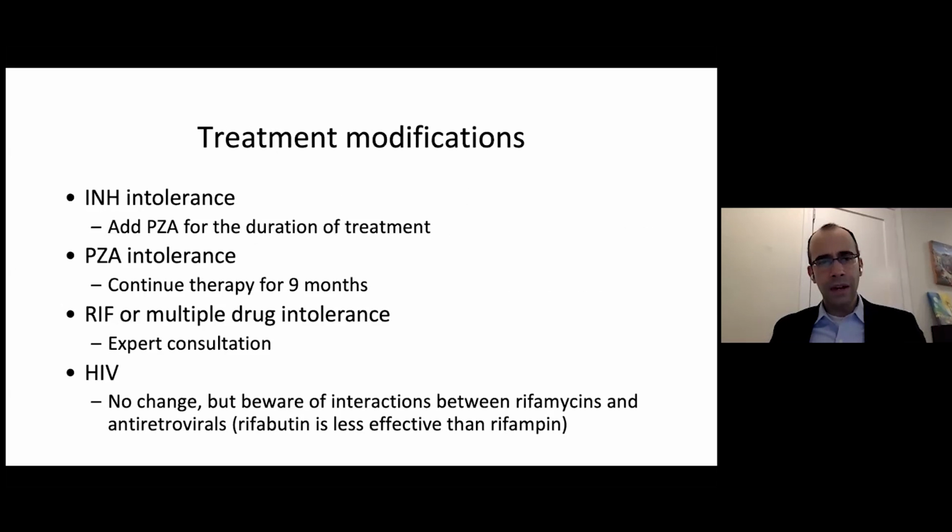Here are some pearls for how we would modify treatment depending on issues with particular drugs. If people are intolerant to isoniazid, you usually add pyrazinamide for the duration of treatment to replace it, which means extending it past the 2 months that it normally is given for. If somebody's intolerant to pyrazinamide, you would continue therapy with the other drugs for a total of 9 months. If somebody has rifampin resistance or they have multiple drugs that they cannot tolerate or are resistant to, then you would need an expert to essentially design a regimen that is different from the usual 4 drugs.